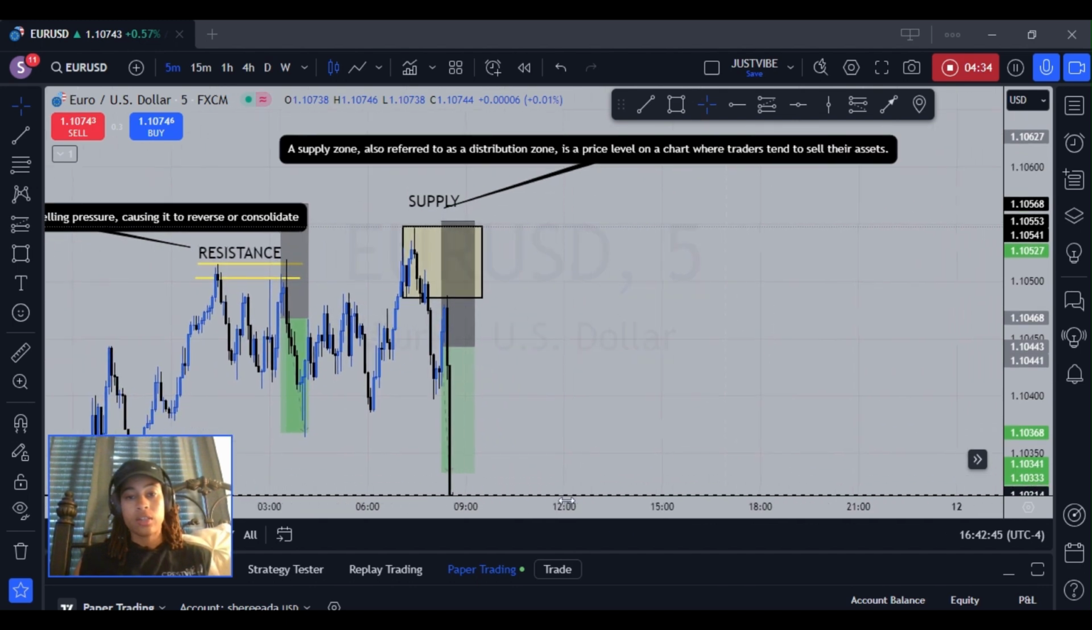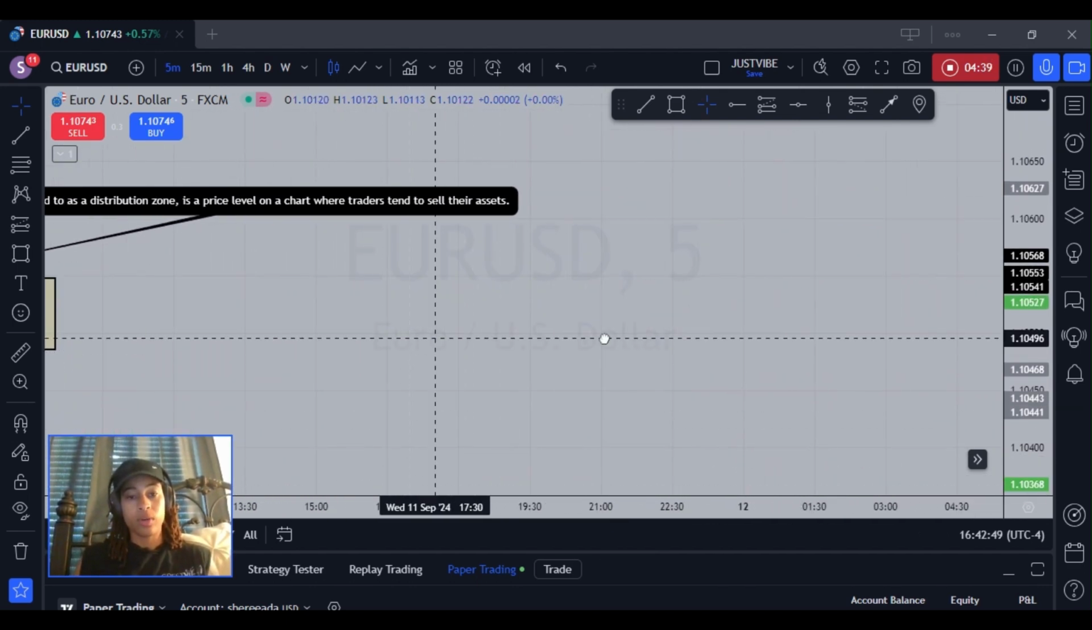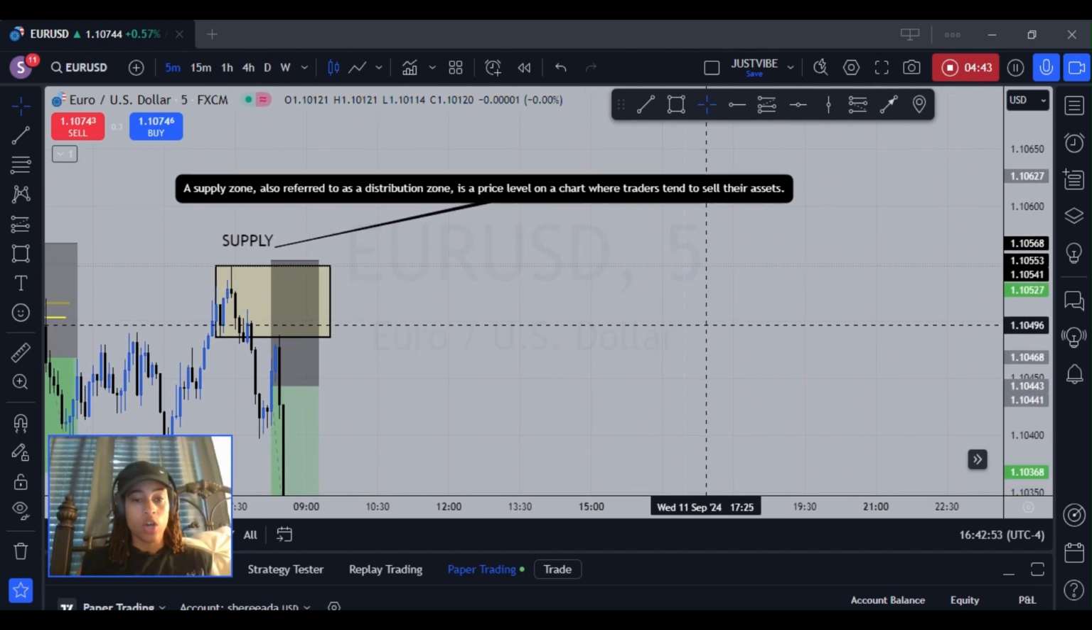All right, let's pay attention to the supply zone. Don't let the other one confuse you. We were just talking about demand. Demand means up. Write that down in your notes, please. When you think of demand, that means buyers are in the market, up. When you think of supply, people are selling their assets.